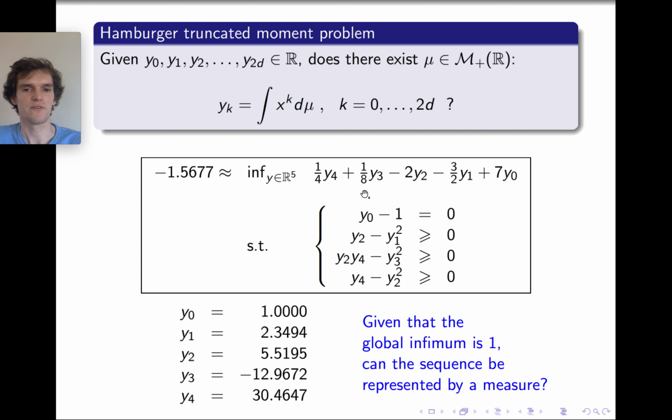With these variables, if you evaluate this, you get exactly minus 1.5677. And so, in fact, no, you cannot represent these. So if you look at the Hamburger truncated moment problem, if you were given these numbers here, no, there does not exist a measure. Okay? But you can sense how it's not so obvious in general. It doesn't seem so clear how we would be able to tell such a thing.